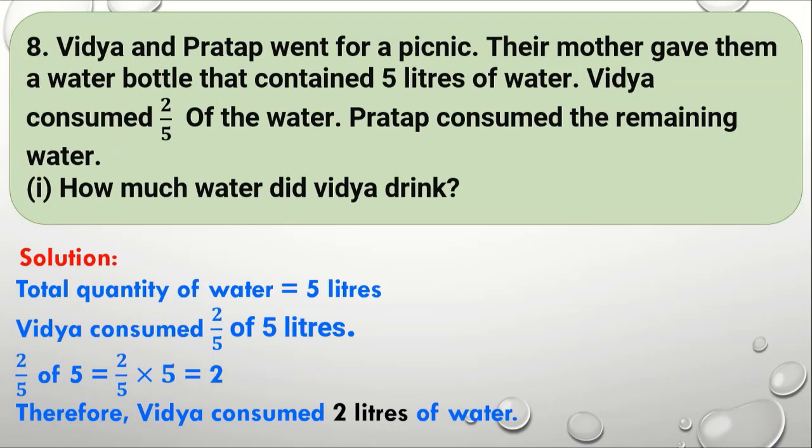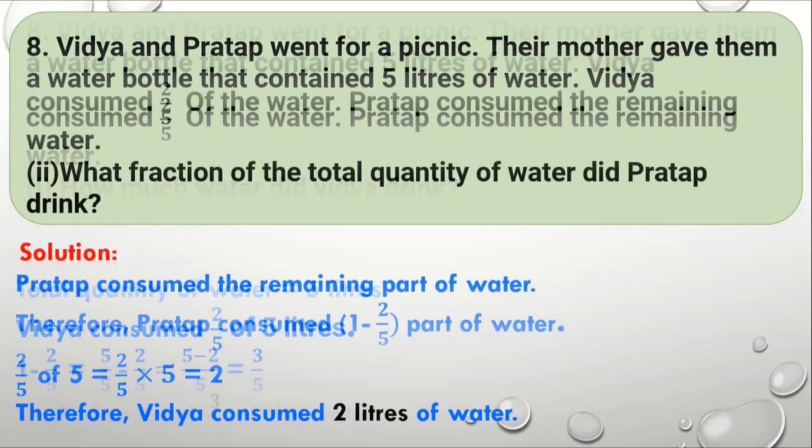Next, Vidya and Pratap went for a picnic. Their mother gave them a water bottle that contained 5 liters of water. Vidya consumed 2 by 5 of water. Pratap consumed the remaining water. How much water did Vidya drink? So the total quantity of water is 5 liters. Vidya consumed 2 by 5 of 5 liters. So 2 by 5 of 5 is 2 liters. Therefore, Vidya consumed 2 liters of water.